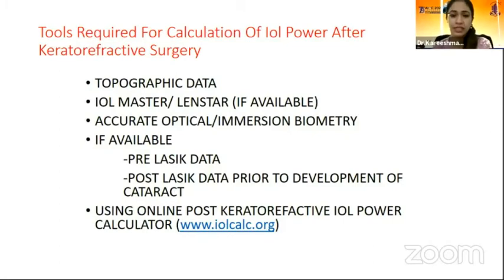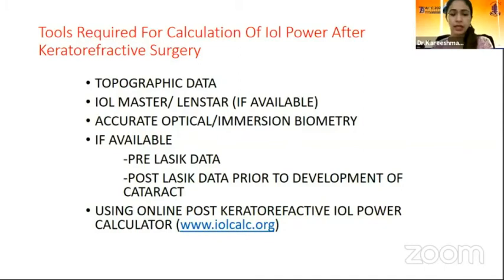If available, pre-LASIK data is best to have. Being a refractive surgeon, what I do for all my LASIK patients is give them an entire file with their pre-LASIK IOL Master as well as their pre-LASIK topography fed into one sheet. A year after the LASIK, when they come for a regular follow-up, I do the entire workup again, which includes the topography and an optical biometry, and I feed all that data into a separate sheet and again give it to the patient as their post-LASIK data. This is the post-LASIK data which is stable after 1 year of surgery and prior to the development of cataract.